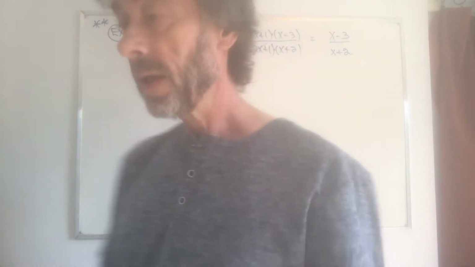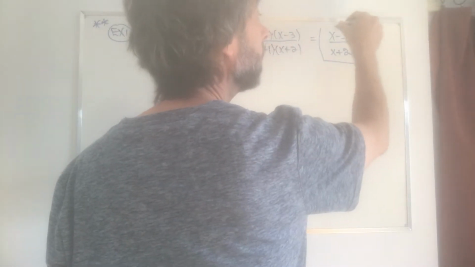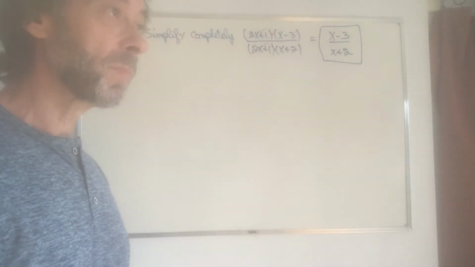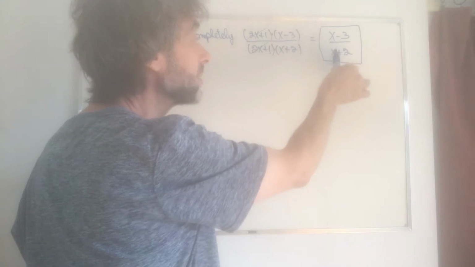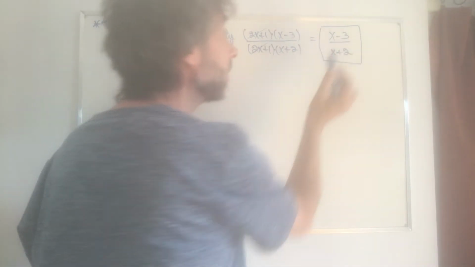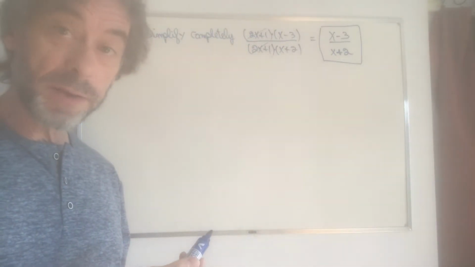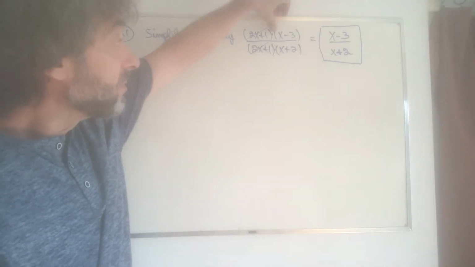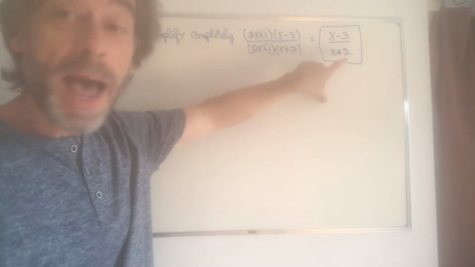Good. Is that our final answer? Should I box this and consider the problem to be complete? The answer is yes, because I cannot cancel this x and this x. No way. You know why? Because this x is followed by a plus sign, while the bottom x is followed by a plus sign as well. If something is multiplied by something else, we can cancel. If it's added, subtracted, no, we can't.